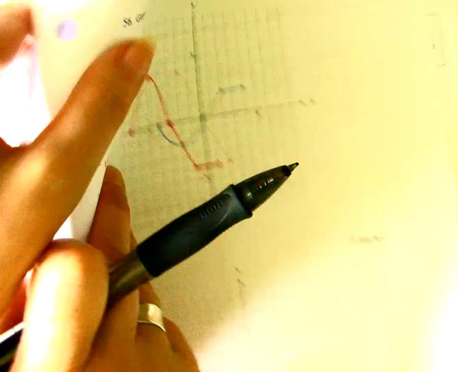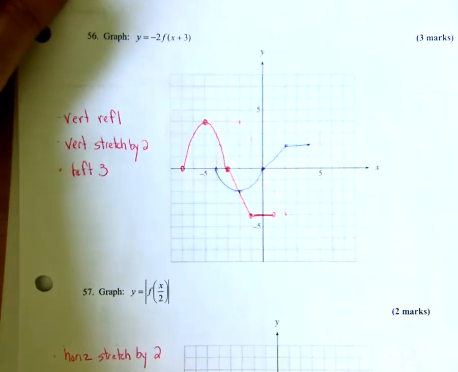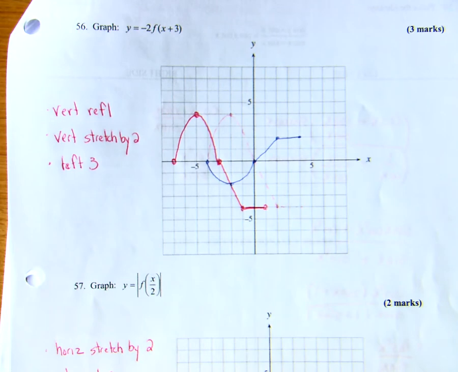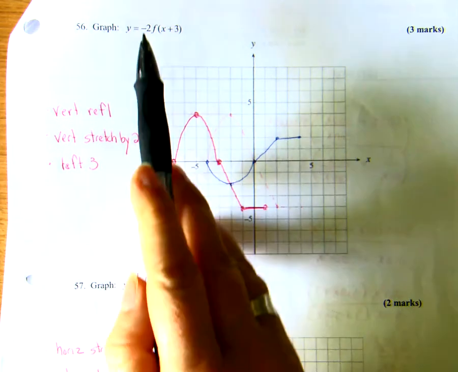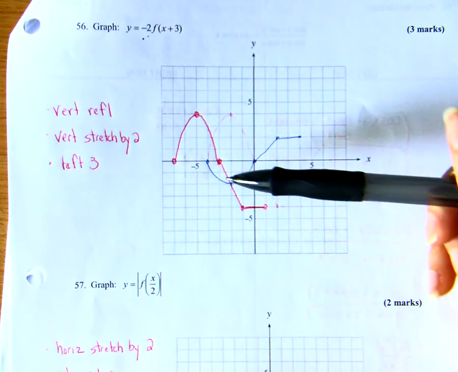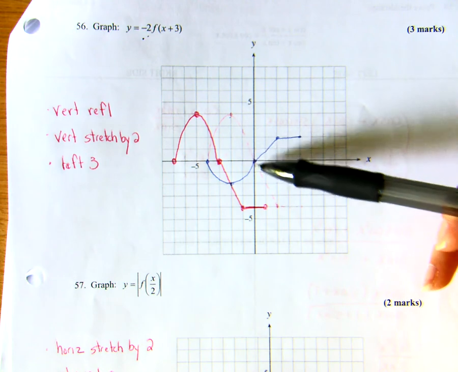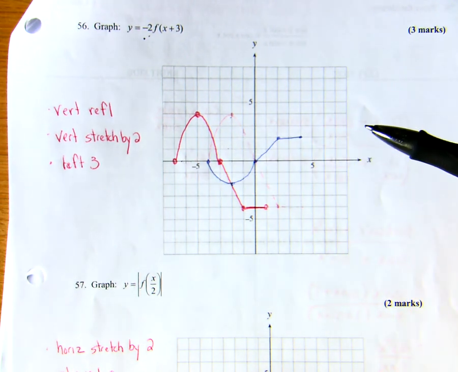Question number 56. Now these guys did not have a ghost graph. Don't worry, there will be a ghost graph on your exam. So I drew in the ghost graph. I've got a vertical reflection and a vertical stretch by 2. I did both of those at the same time. That's this faint dotted line right here, and then moved 3 units to the left.